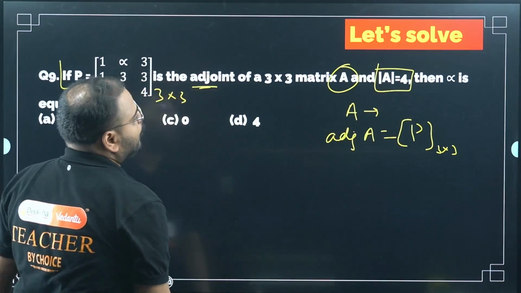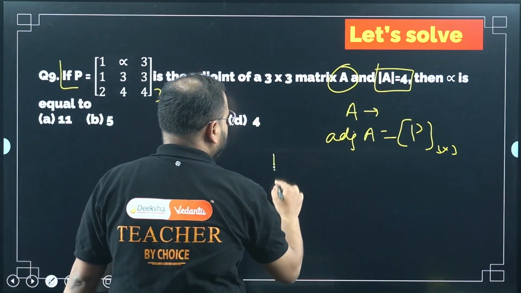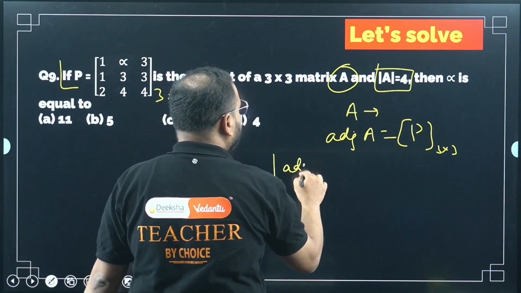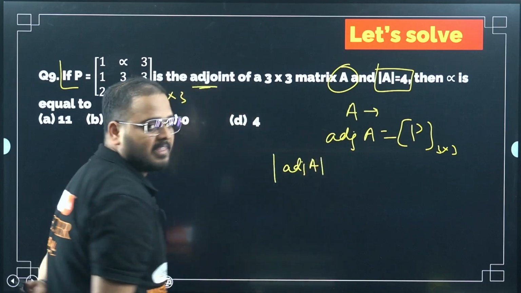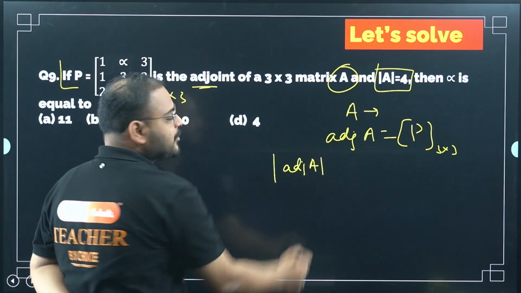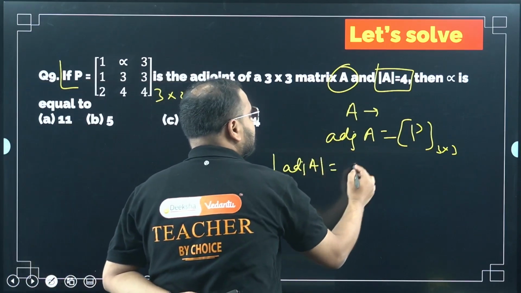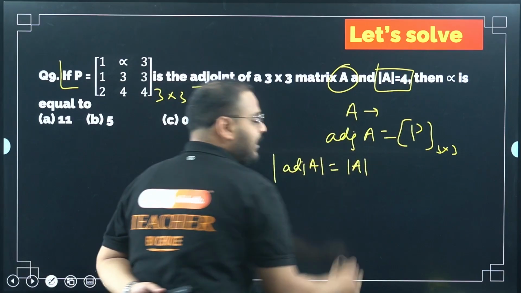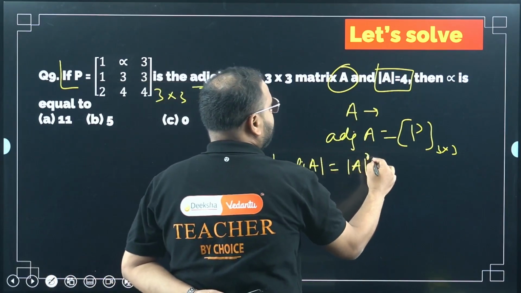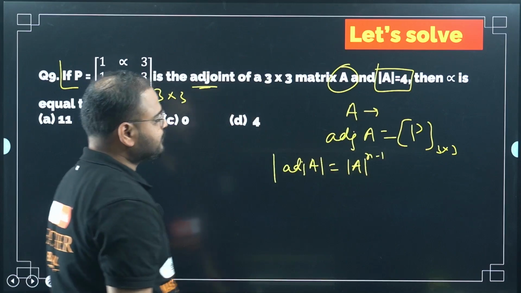What do we know? If I find the determinant of adjoint of A, I can simply write this as determinant of A to the power n minus 1. Now please check.